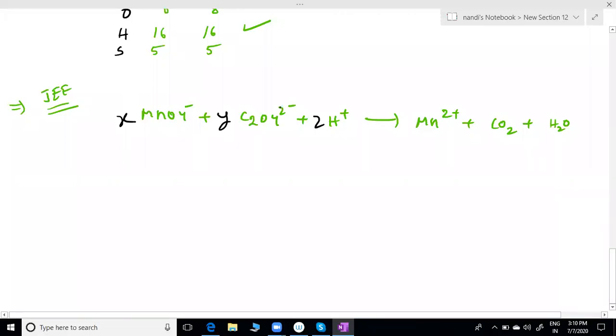Anyone you tried? You got answers? Very simple again. You can't do everything step by step, because in the examination you have to do it mostly in 2 minutes. So only 2 minutes you have to do. Very simple. MnO4 minus, for an acidic medium, n factor how much?